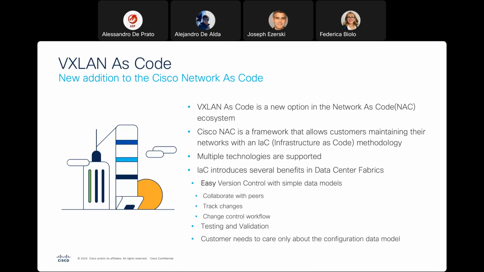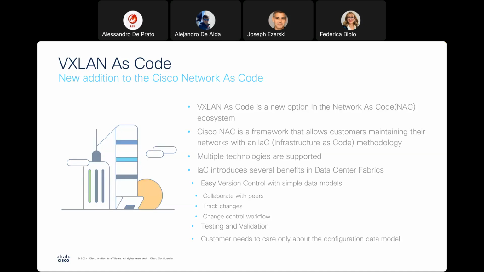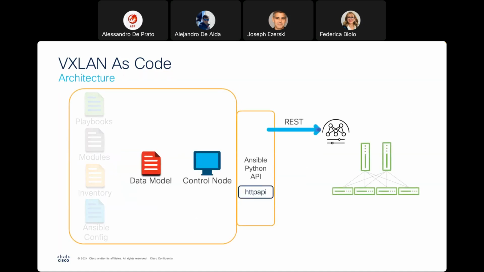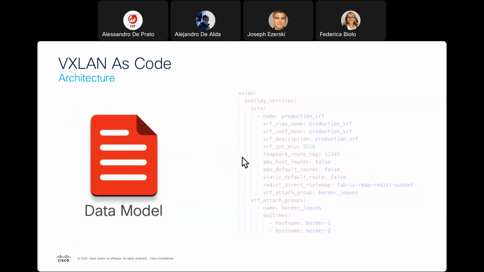Now, the beauty of this is that, on top of what I've just said, you have to worry only about keeping track and configuring the data model, which is the file that contains the information. Whatever is behind the data model, whatever the automation is doing, is totally transparent for you. You do not have to care about that. You simply edit the configurations and then you start the automation using whatever command is required for that specific module. In the case of VXLAN as code, the command is going to be an Ansible playbook, but you do not need to care about the playbook at all.